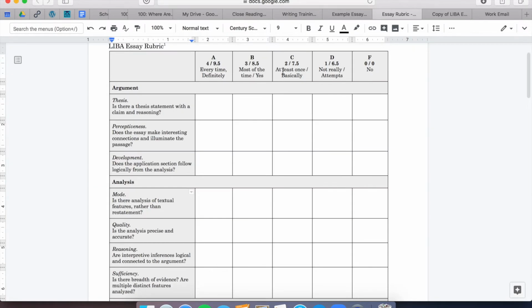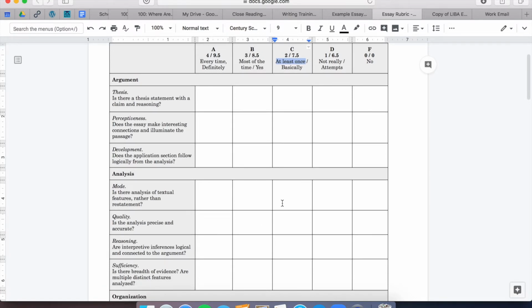The phrase I have here in C is "at least once." And I think this is a helpful phrase for you as you grade these analysis categories in particular. Is there at least one example in the essay of the student stepping into the mode of analyzing textual features? Or does the entire essay remain in the territory of merely restating the author's point? And if they haven't done it at least once, then it needs to be in D rather than C.